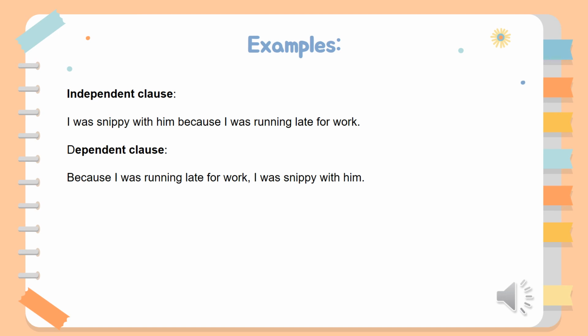Here's an example where the independent clause comes first. I was snippy with him because I was running late for work. And here's another example where the dependent clause comes first. Because I was running late for work, I was snippy with him. As you can see, if the dependent clause comes first, you will generally need to separate the clauses with a comma.